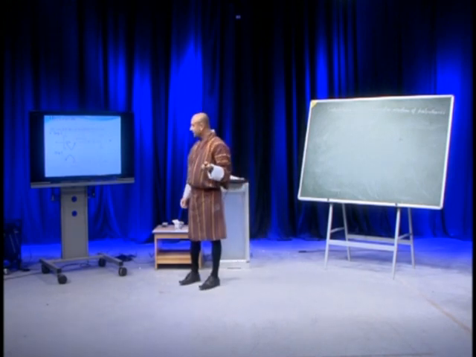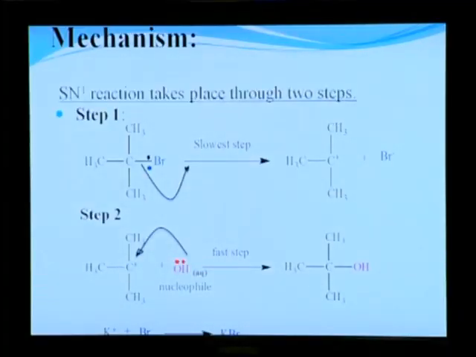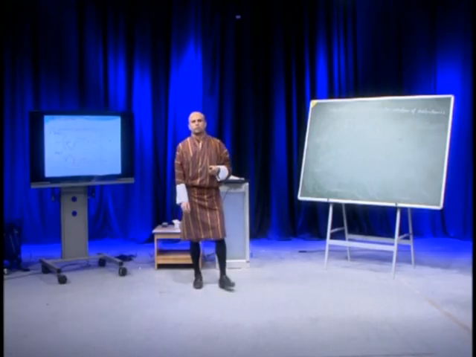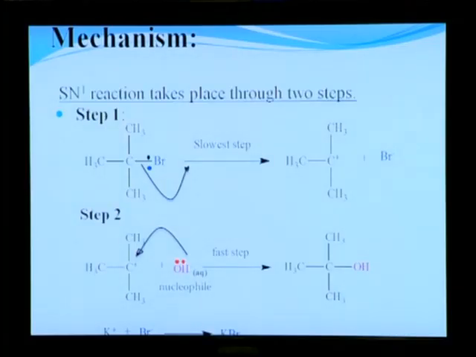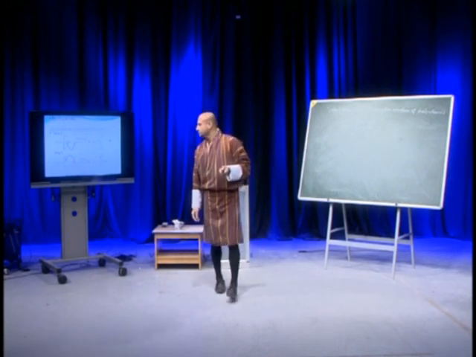Now, in second step, the carbocation which is formed in step 1 is then attacked by a nucleophile, resulting in the formation of alcohol. This is tertiary butyl alcohol, and this step is very fast because it involves ions, and ionic reactions are always fast. Therefore, the second step does not determine the rate of chemical reaction here.